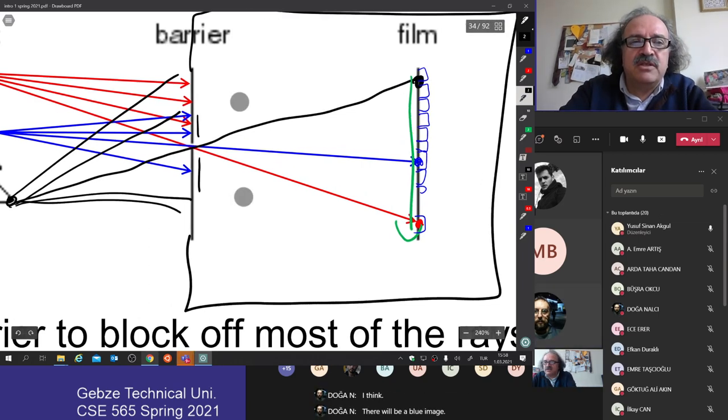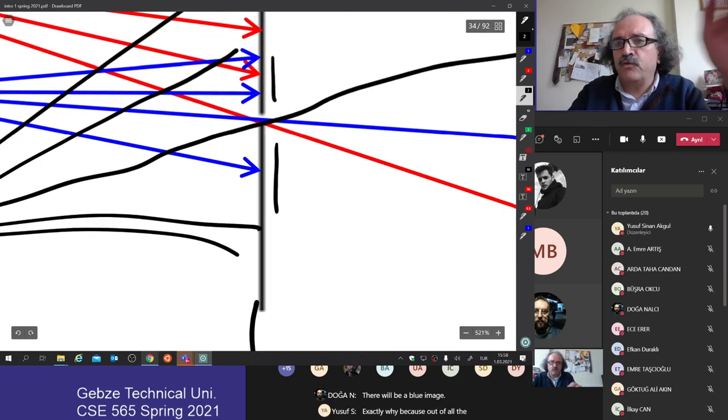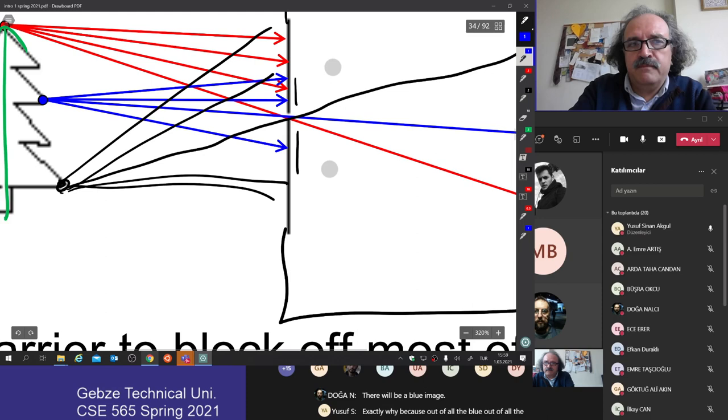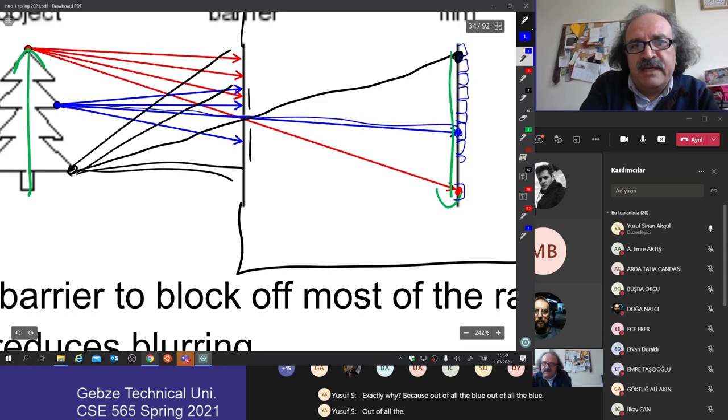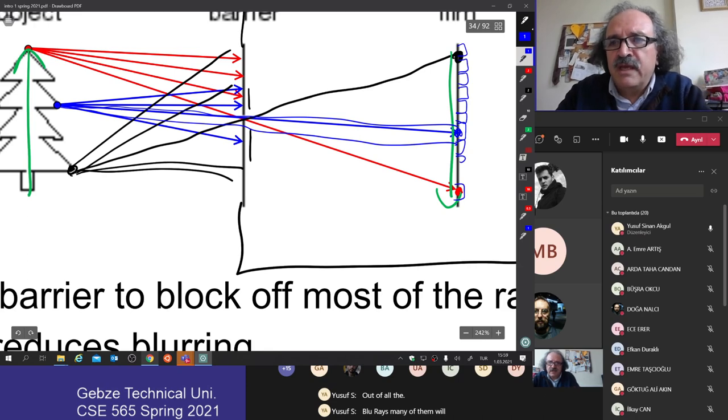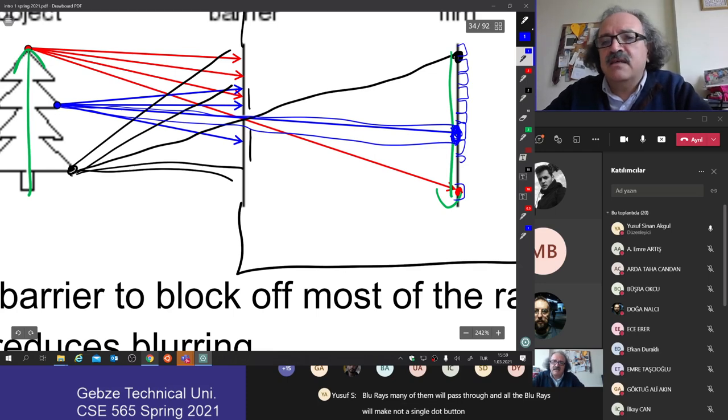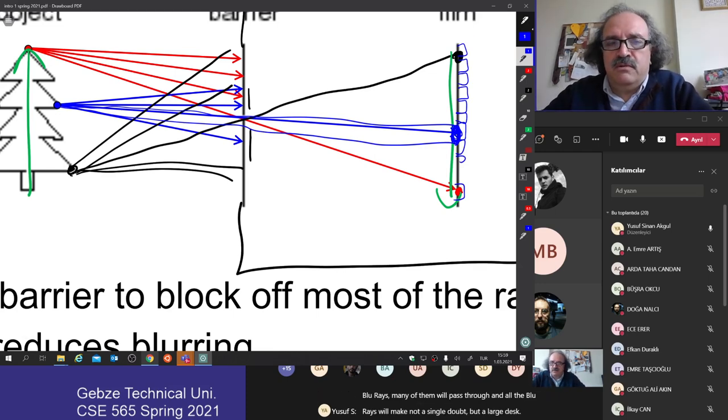Exactly. Why? Because out of all the blue rays, many of them will pass through, and all the blue rays will make not a single dot but a large disk. So my image will be blurred. Right? My image will be blurred. So that aperture has to be as small as possible. Why don't we make it very, very small?